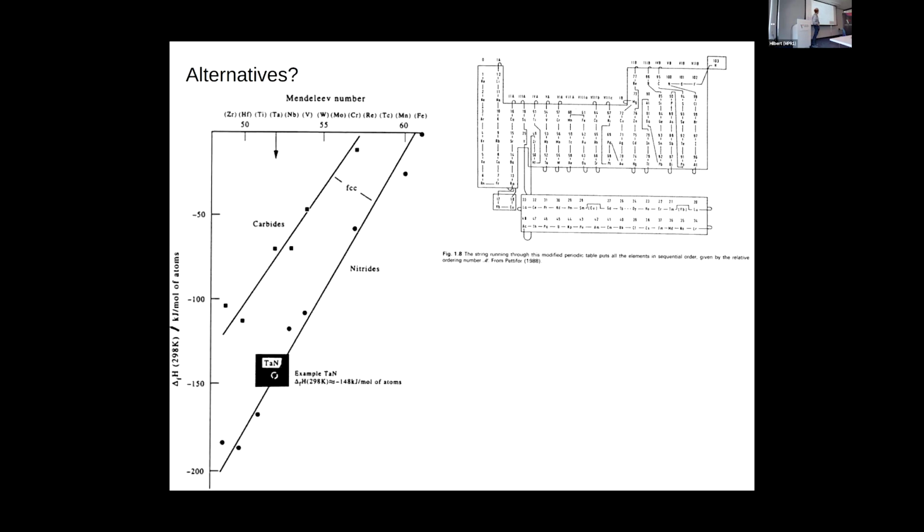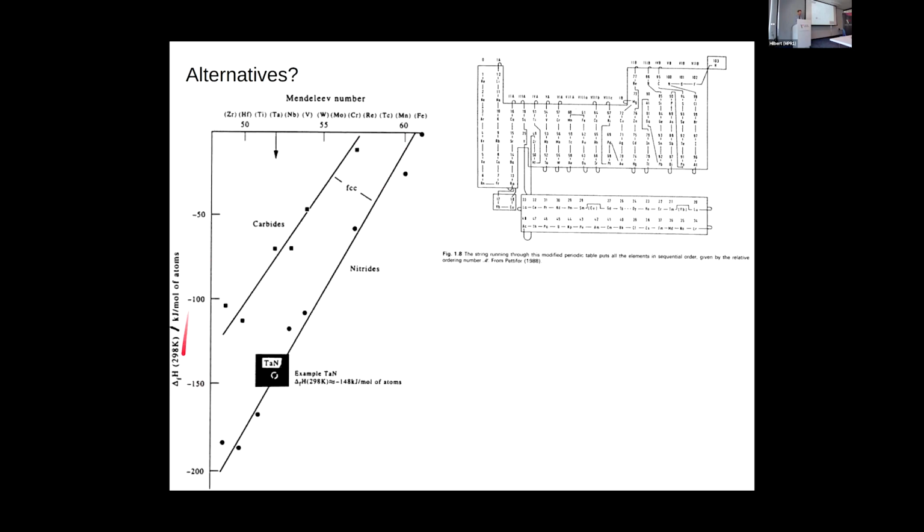And here's just one example of what you can accomplish by rearranging the periodic table. This was actually done in the 80s by David Pettifor, an important scientist from the University of Oxford. He proposed a reordering of the periodic table, and you follow these lines. And if you do so, you can arrange the atoms in the way shown here.